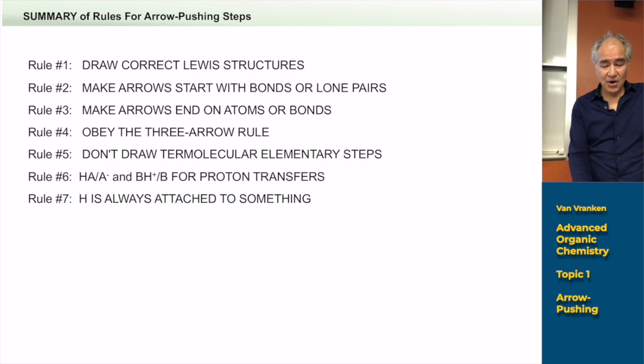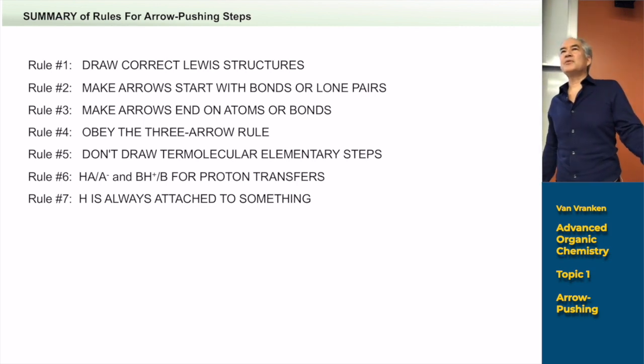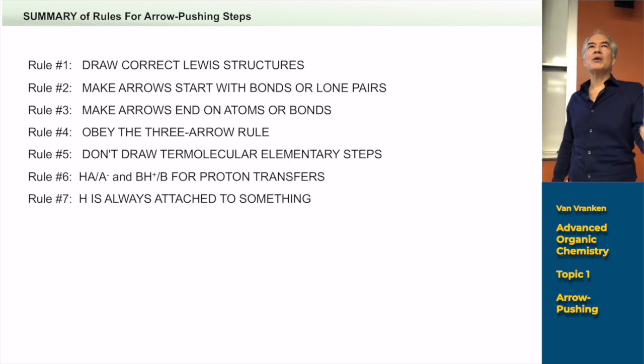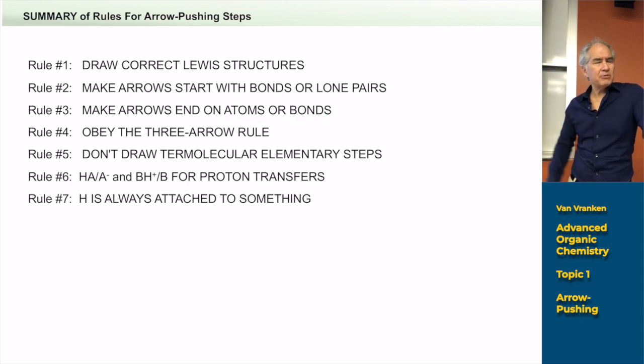Make your arrows start with bonds or with lone pairs. More than 95% of the time, your first arrow will start with a lone pair. You make your arrows end on atoms, and I'll accept it if it ends on a bond. But your arrows don't end in empty space. We're trying to somehow indicate that your arrows are ending on an unfilled orbital.